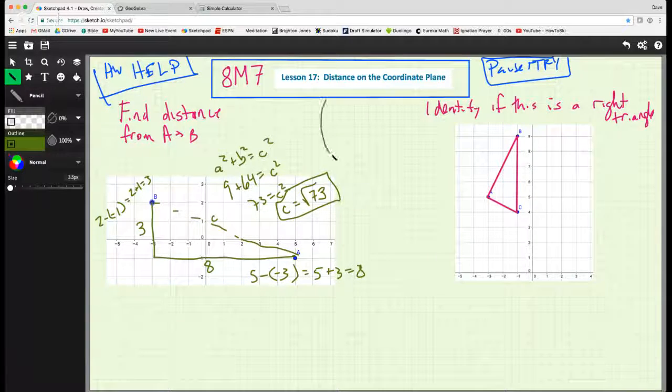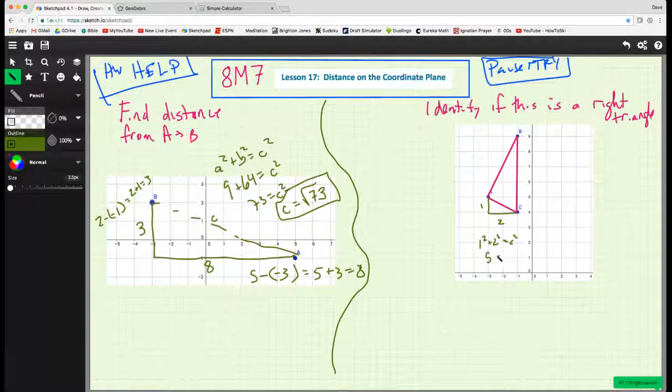Good. And finally, we have to identify if we have a right triangle. Well, let's figure out this edge here. This edge is 1 and 2. So that's 1 squared plus 2 squared equals c squared. So that's 5 equals c squared. So this side here is the square root of 5.